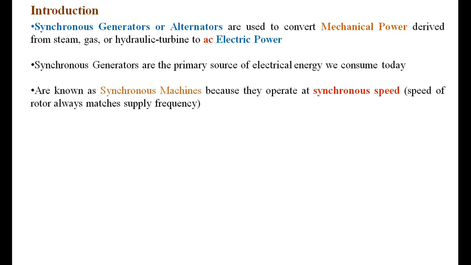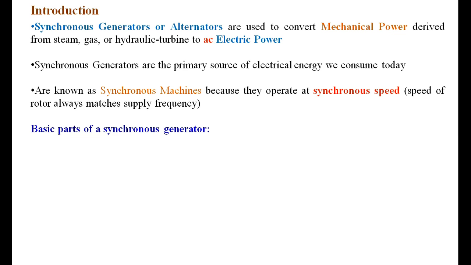These machines are also called synchronous machines because they operate at synchronous speed. They are running at a constant speed. That is, the speed of the machine is called the synchronous speed. The speed remains constant. Therefore, these machines are also called synchronous machines.